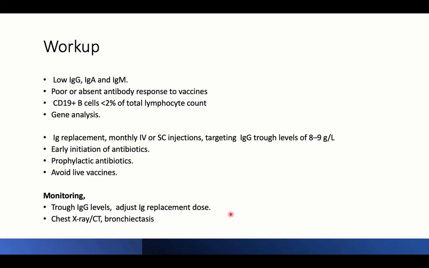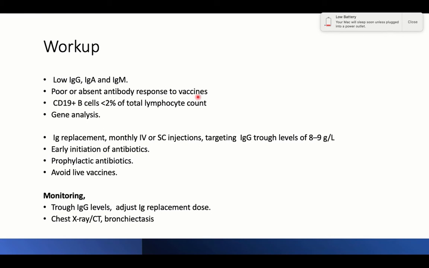So we expect, when doing labs for this male child with recurrent infections, that we would encounter low levels of all immunoglobulins, including IgG, IgA, and IgM, with poor or absent antibody response to vaccines. This is a test for the immune deficiency.